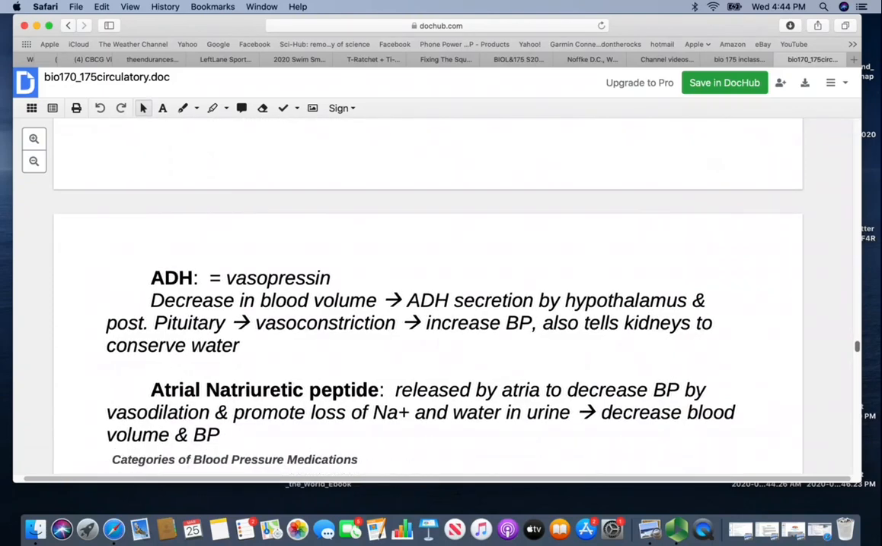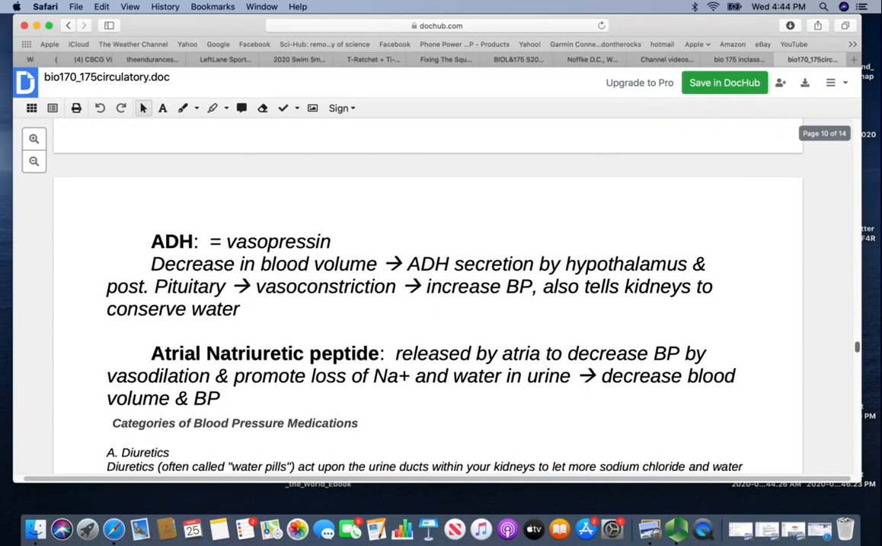ADH, antidiuretic hormone, or vasopressin. When there's a decrease in blood volume, ADH is going to be secreted by the hypothalamus and released through the posterior pituitary. This will lead to vasoconstriction, to increase blood pressure. It's also going to tell the kidneys to conserve water to increase the blood pressure. So all of these above are all going to increase blood pressure.